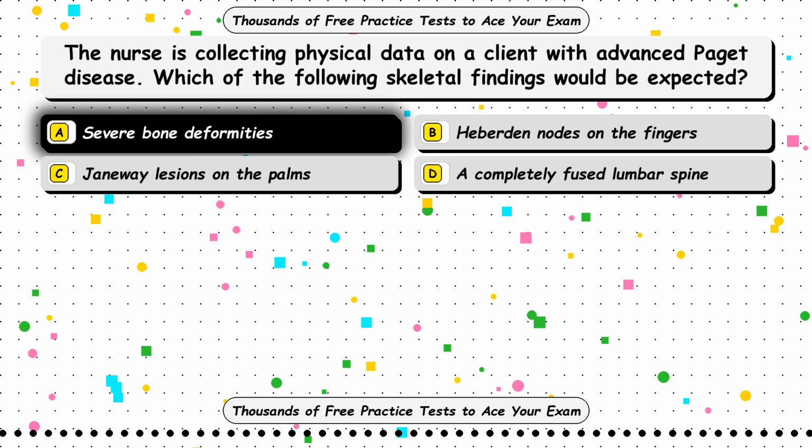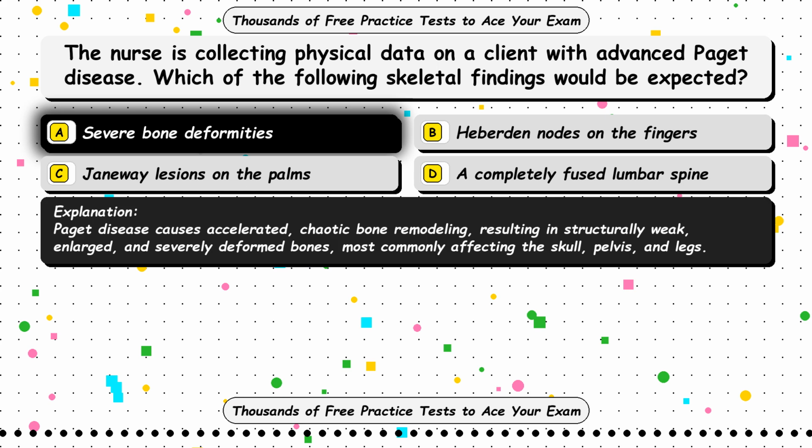The correct answer is option A, severe bone deformities. Paget disease causes accelerated, chaotic bone remodeling, resulting in structurally weak, enlarged, and severely deformed bones, most commonly affecting the skull, pelvis, and legs.